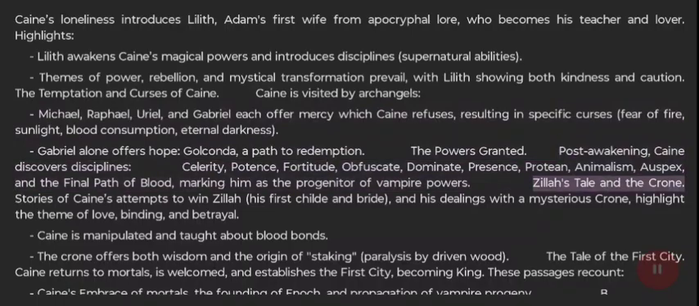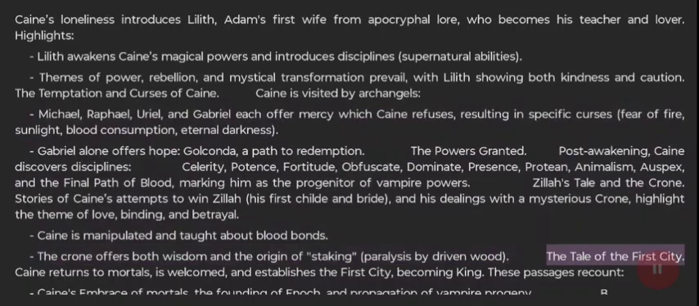Scylla's Tale and the Crone. Stories of Cain's attempts to win Zilla, his first child and bride, and his dealings with a mysterious crone, highlight the theme of love, binding, and betrayal. Cain is manipulated and taught about blood bonds. The crone offers both wisdom and the origin of staking paralysis by driven wood.